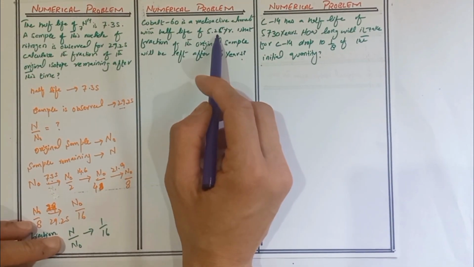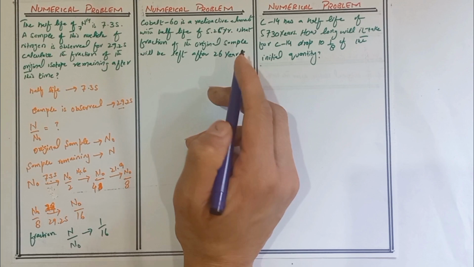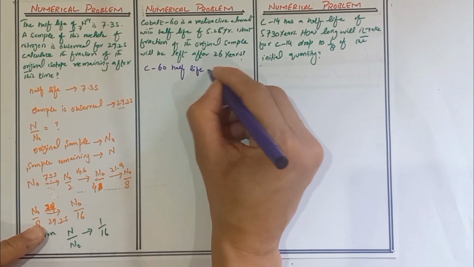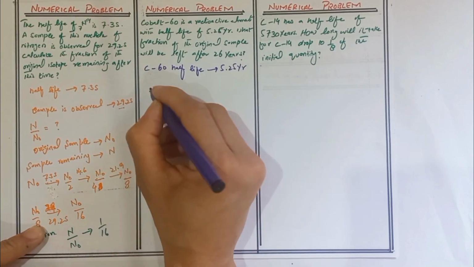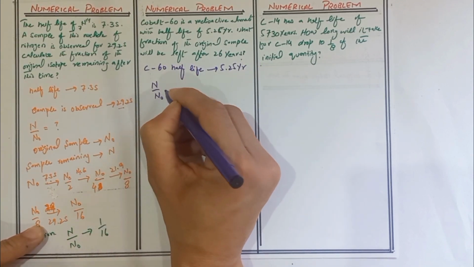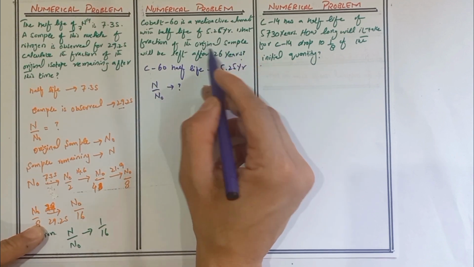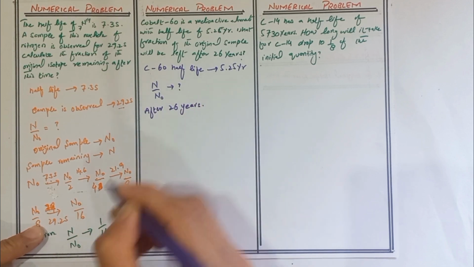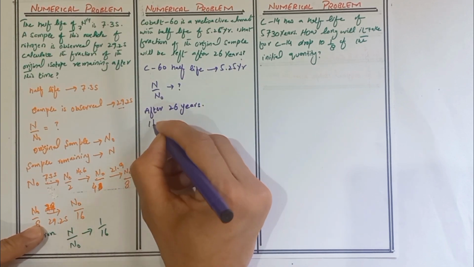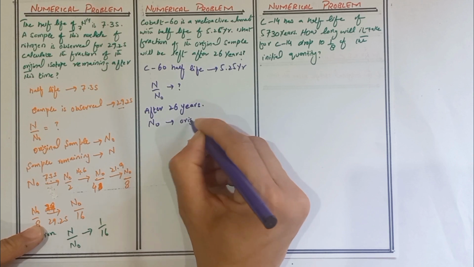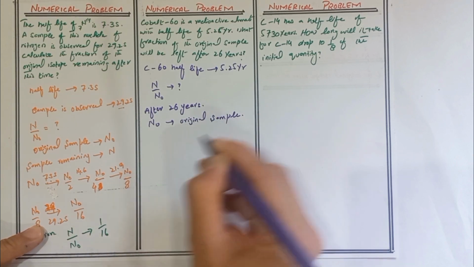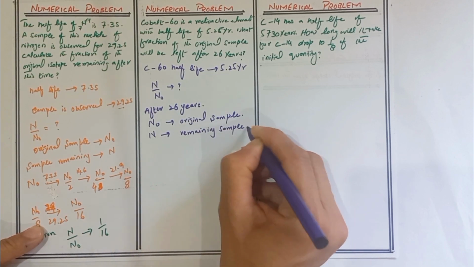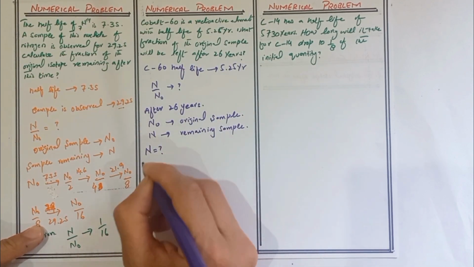An element has a half-life of 5.25 years. What fraction of the original sample will be left after 26 years? So here the cobalt-60 half-life is 5.25 years. We calculate the fraction of the original sample that will be left after 26 years. N naught is the original sample, N is the remaining sample. So here we calculate N.